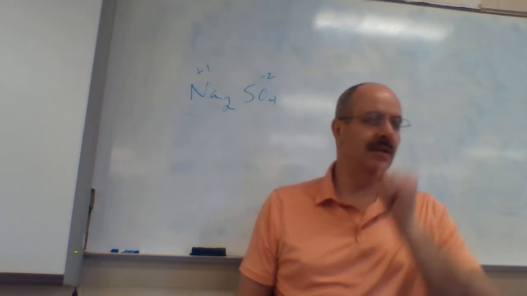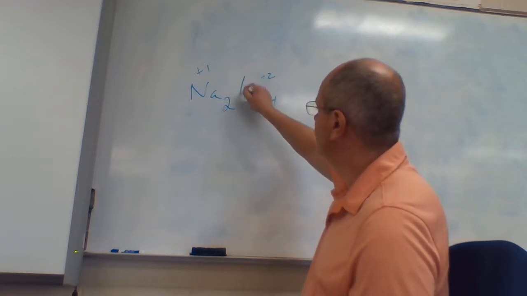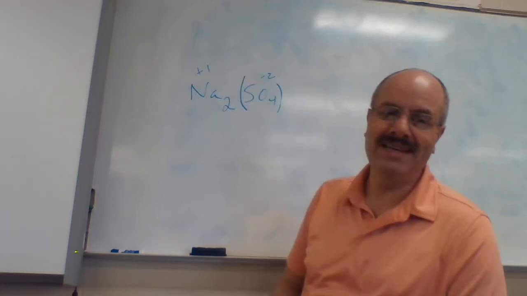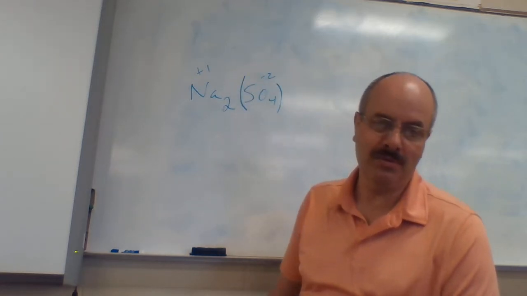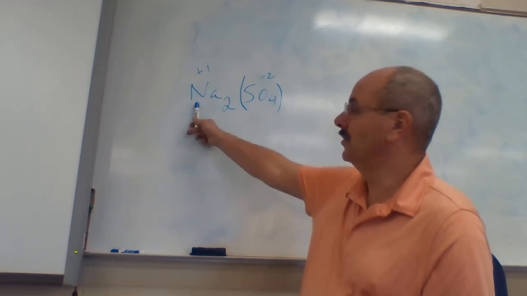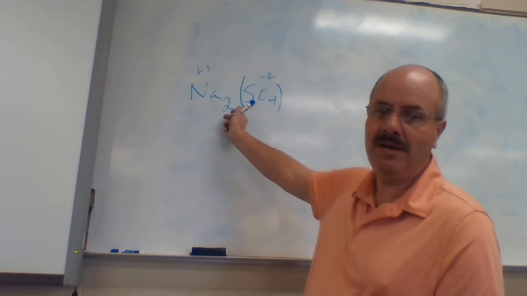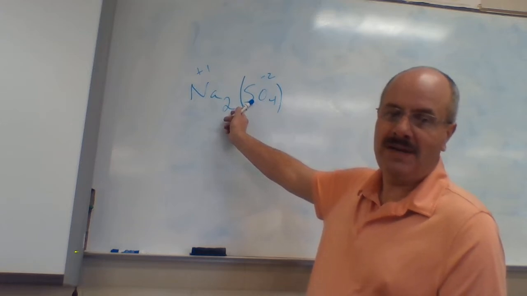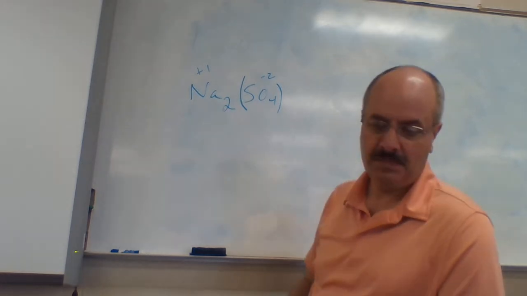Na2SO4. If you want to help you, you can put this in parentheses. You don't need the parentheses, but you can put parentheses around it if it helps you visualize it. Now, what's the name? Sodium. And then you keep the name from the polyatomic ion chart as sulfate, so it's sodium sulfate.